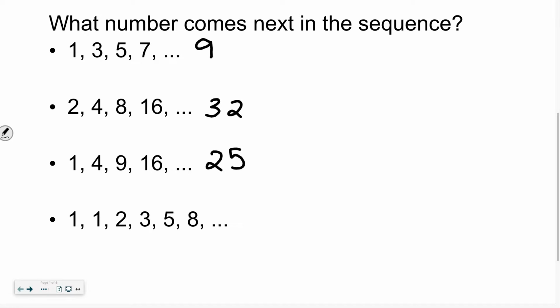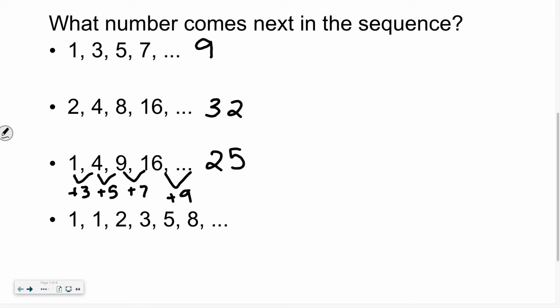Lexi, did you see that pattern differently? I got 24. How did you get 24? Because I did 1, so I related it to the first one. Uh-huh. 1 plus 3 is 4, 4 plus 5 is 9, 9 plus 7 is 16, and then 16 plus 8 is 9, so 25. Never mind. Okay, but that's the other pattern.